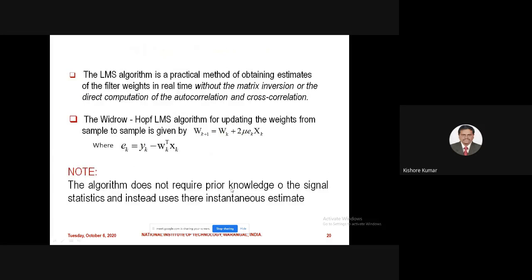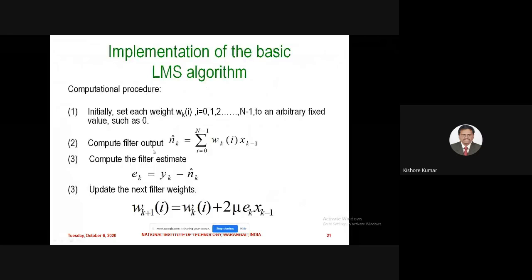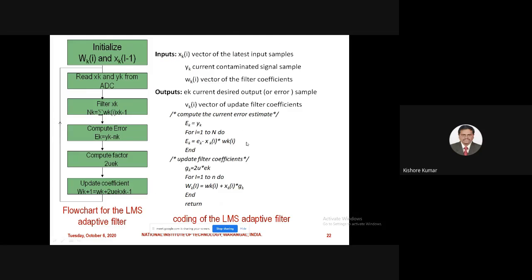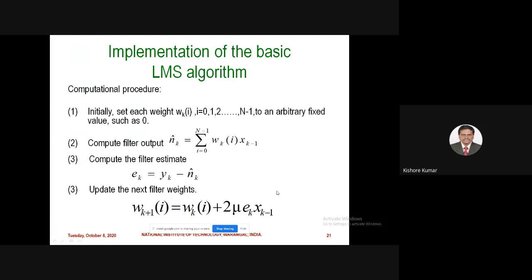We don't use the correlation. So initially set the weights Wk(i) equal to 0, for i = 0, 1, 2, 3, up to n minus 1, compute the filter output, compute the filter estimate, and update the next filter weights. Like this, we can use this particular LMS algorithm to process this. So this is one type of algorithm that I can use in the case of adaptive algorithms.